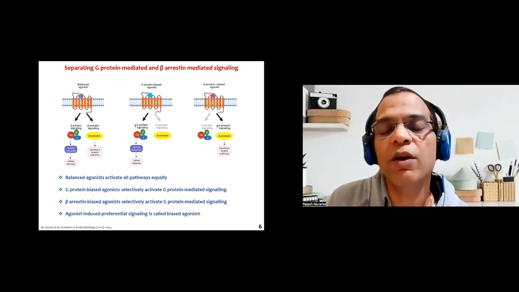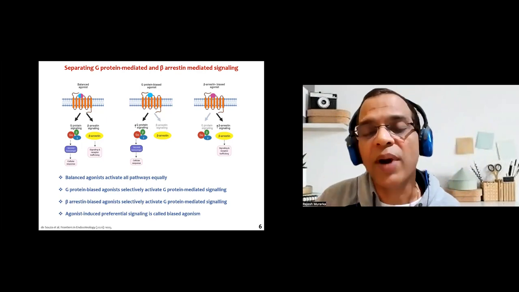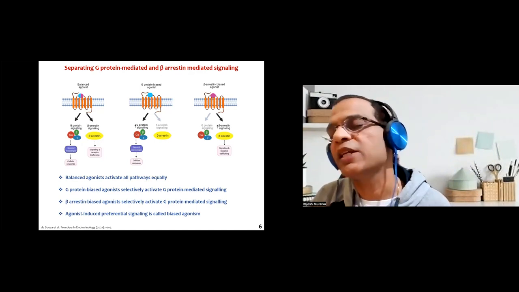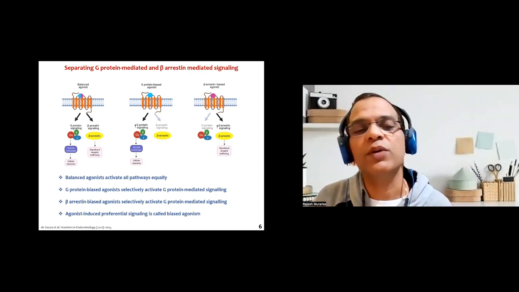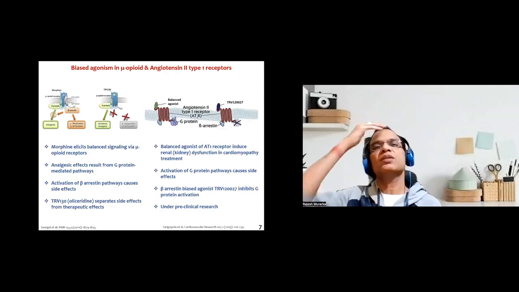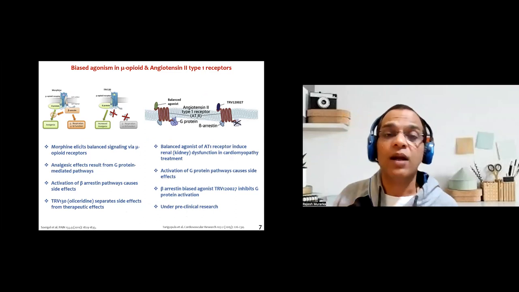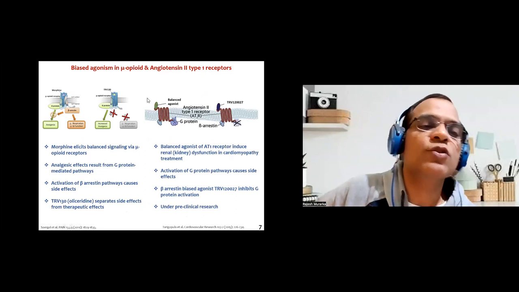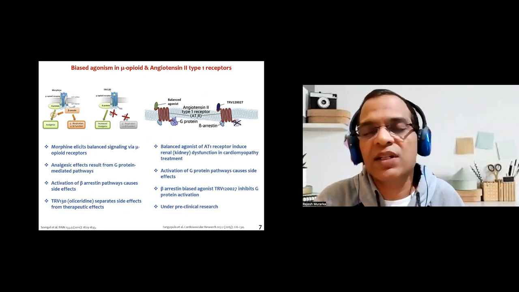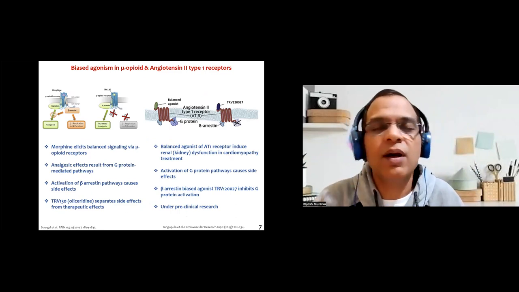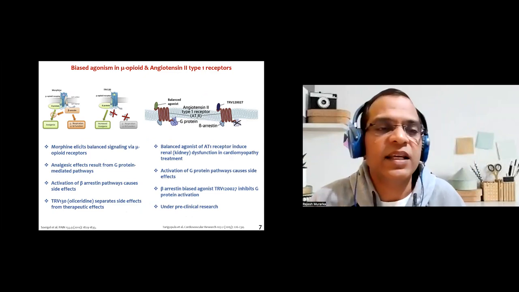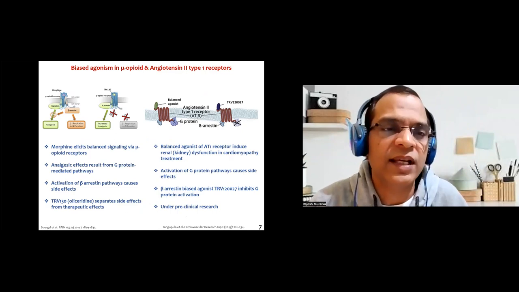Now, this phenomenon is known as biased agonism, because I am biasing the receptor to activate one of its signaling pathways over the other. This is already known in the literature, and I'll give you a couple of examples. As you all know, morphine is used for pain management after surgery, and it is a very effective analgesic.